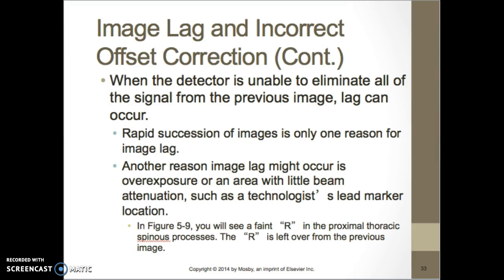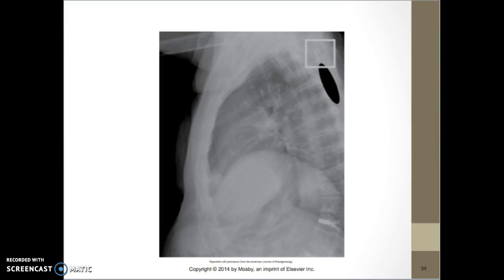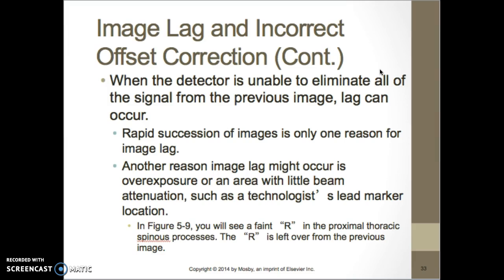So when the detector is unable to eliminate all of the signal from the previous image, lag can occur. Rapid succession of images is only one reason for the lag. Another reason image lag might occur is overexposure of an area with little beam attenuation, such as the technologist's lead marker. So you'll see in the image coming up that the lead marker is still there from the prior image. So you can see the right marker, that we don't ever use a right. We know it's incorrect, and if you were to look at the image that was taken prior to this, you would know that that was from your prior image.